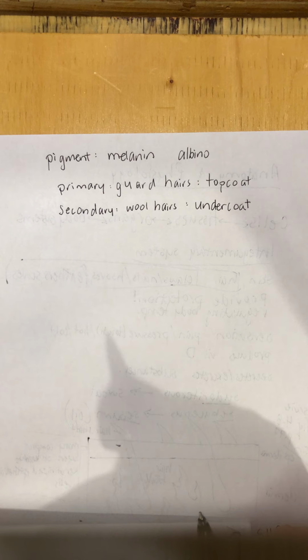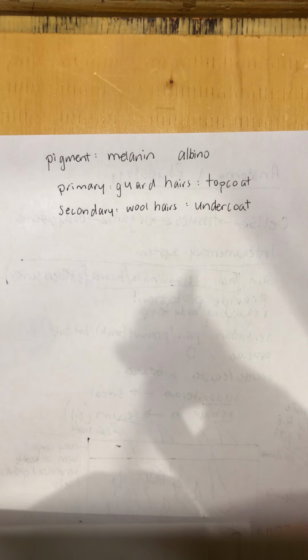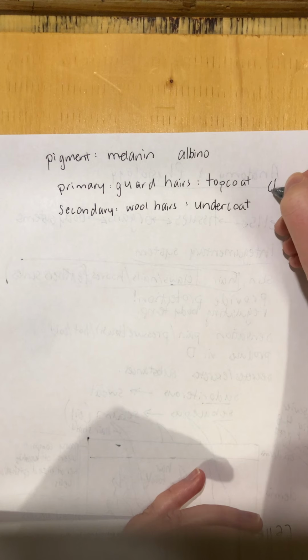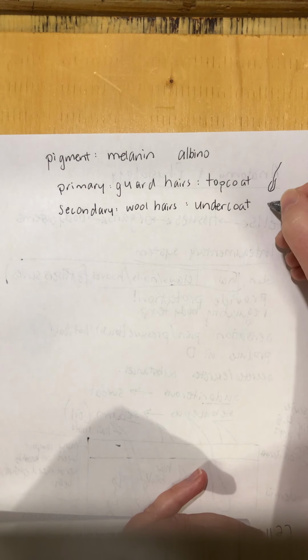Wool hairs are usually a lighter color, so you'll have darker guard hairs and then the wool hair underneath is lighter. Also, if this is your hair follicle, guard hairs have one hair growing out of it. Secondary hairs tend to have a whole bunch growing out of one hair follicle. So they're a lot more dense than those top coat hairs.